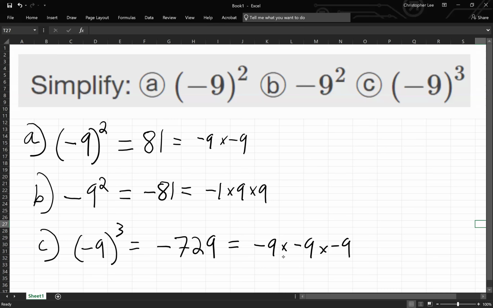So the first two -9s, that's gonna give you a +81, no problem. But then when we multiply that other -9, that's what makes the final answer negative, right? So -729. Questions on this? Just a little blast from the past. Nothing crazy.